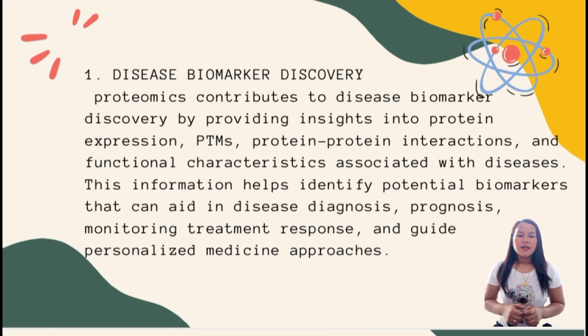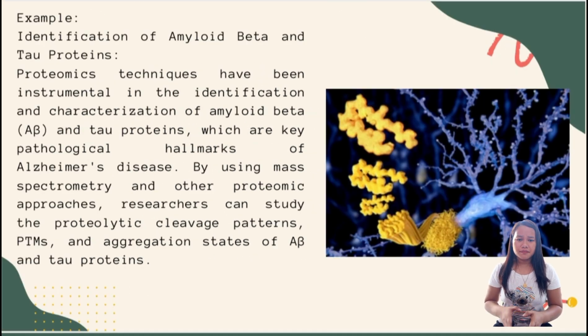Here's how proteomics contributes to biomarker discovery for Alzheimer's disease. For example, the identification of amyloid beta and tau proteins. Proteomics techniques have been instrumental in the identification and characterization of amyloid beta and tau proteins, which are key pathological hallmarks of Alzheimer's disease.